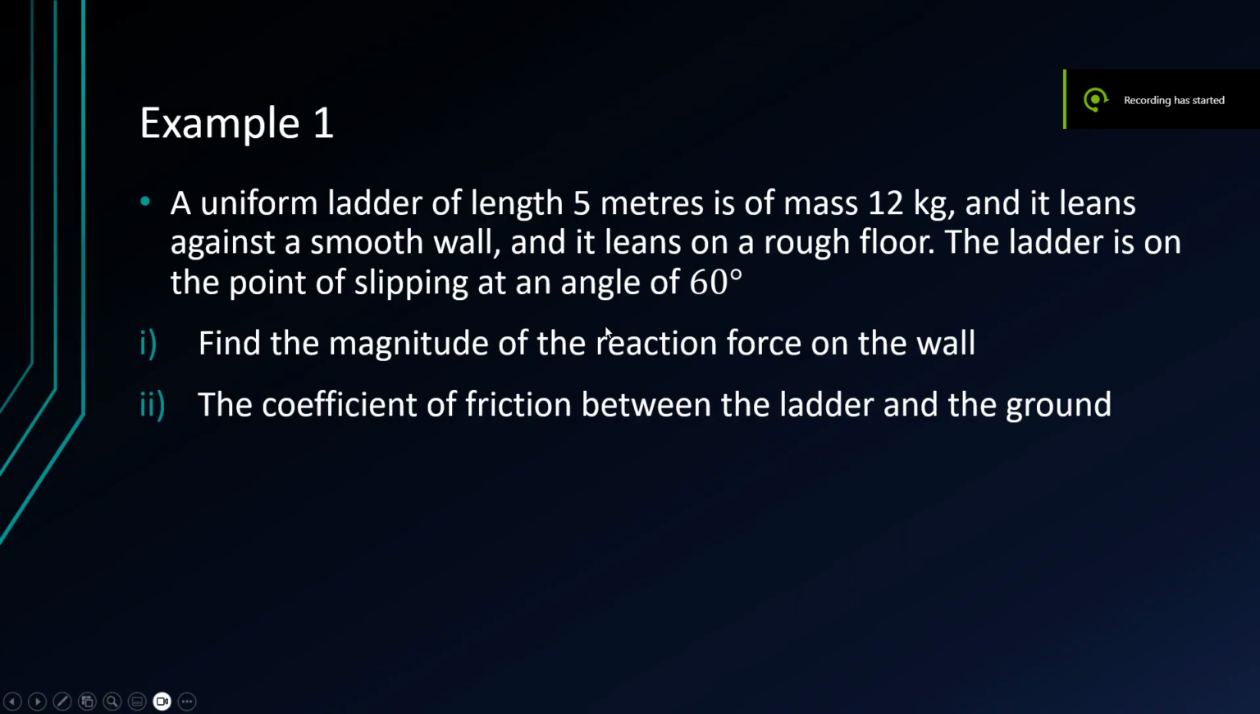So here's our first example. A uniform ladder of length 5 meters and mass 12 kilograms leans against a smooth wall and a rough floor. The ladder is on the point of slipping at an angle of 60 degrees.